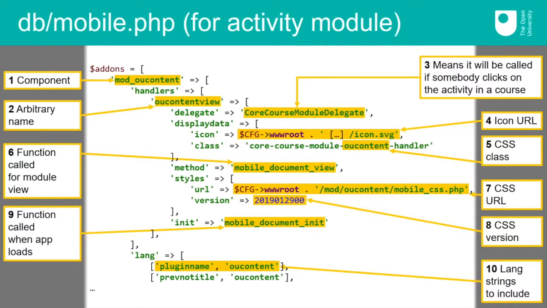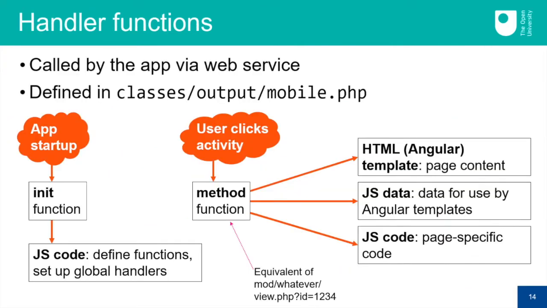And finally, there's an init function in here, and that function is another second function that's called when the app starts. So not when they click the thing, but when the app starts. Finally, there's an array of language strings, and you can include language strings from your plugin, like I've got 2 from this plugin here, and also from other plugins, if you like, that are needed for your plugin to work within the app.